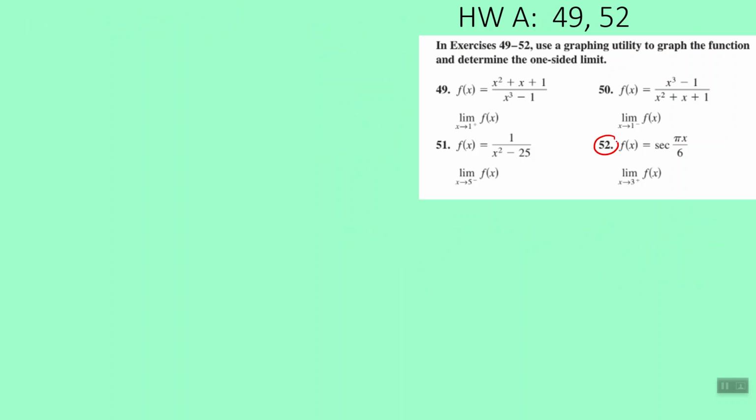52 was next. All right, so for 52, use a graphing utility to graph the function and determine the one-sided limit. The function is secant of pi x over 6. We don't have secant in our calculator, so we'd write this as 1 over cosine of pi x over 6. And then we type that in, and then we see what happens at 3 from the right. So we want a little bit bigger than 3.